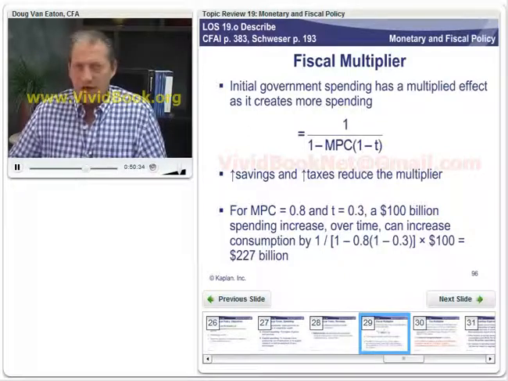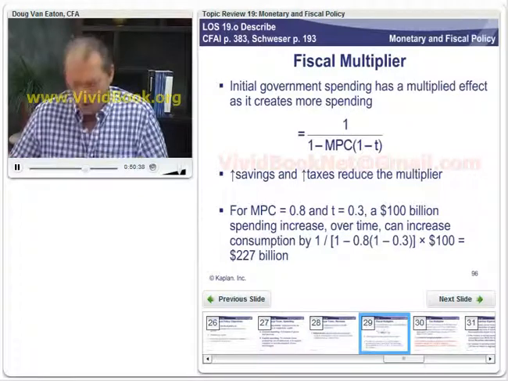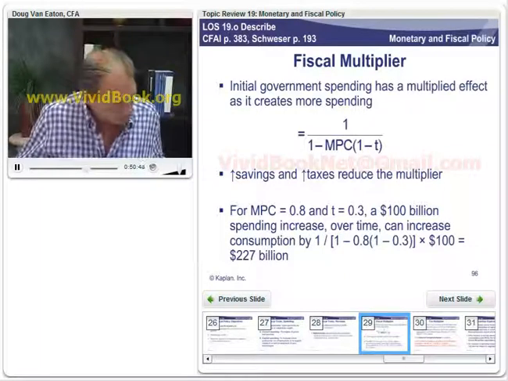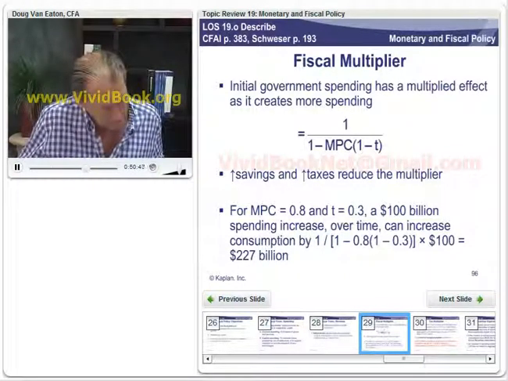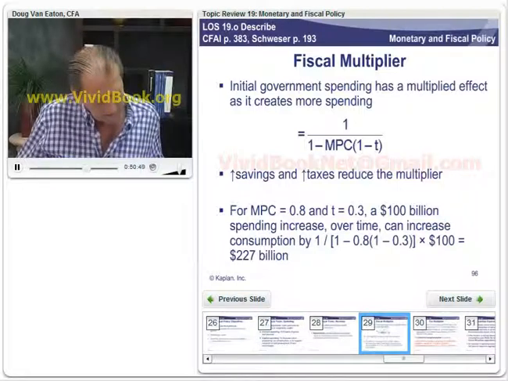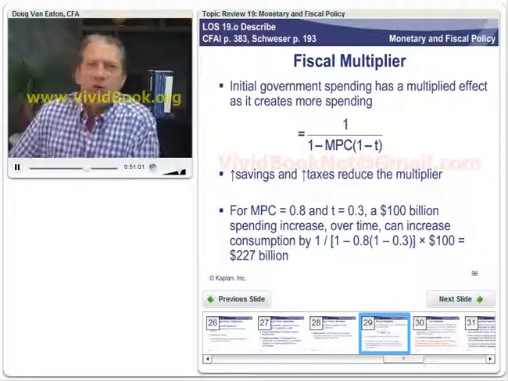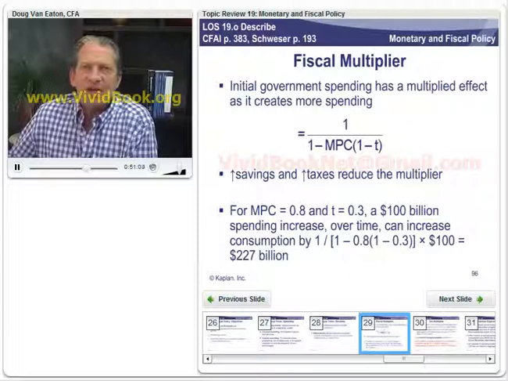Now, we've got a formula here, okay? But let's check our learning outcome statement here. I guess we're on O already. Okay, so I don't think there's any calculation. You're supposed to understand the fiscal multiplier, but what you need to understand is how this MPC and the tax rate affect this multiplier.